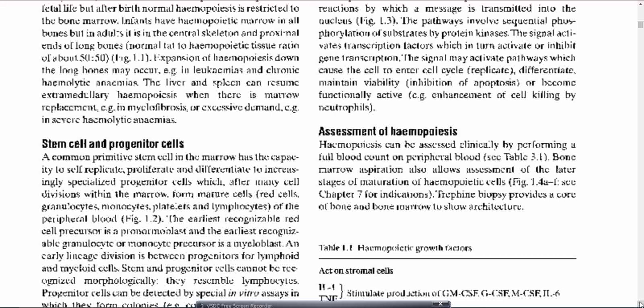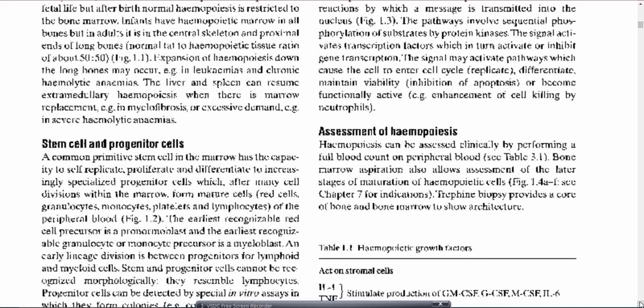Then we can also use bone marrow aspiration. It allows assessment of the latter stages of maturation of hemopoietic cells. So when we do aspiration of bone marrow, we can check on the components. I told you normal bone marrow should have a pressure of 50 to 500 millimeters of water. You need to know how it looks, the color, the appearance, the smell, the density, and so on.